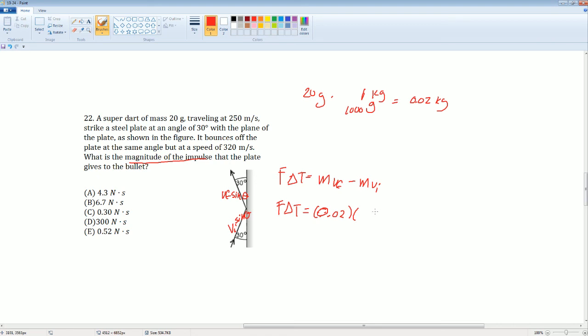320. It bounced off at the same angle, but at 320. So final is 320, but this is going to have a sine theta part to it. It's going to be minus 0.02 times the initial, which is just 250 sine theta. If you plug in those values, you divide this by delta t, then it would just be F.